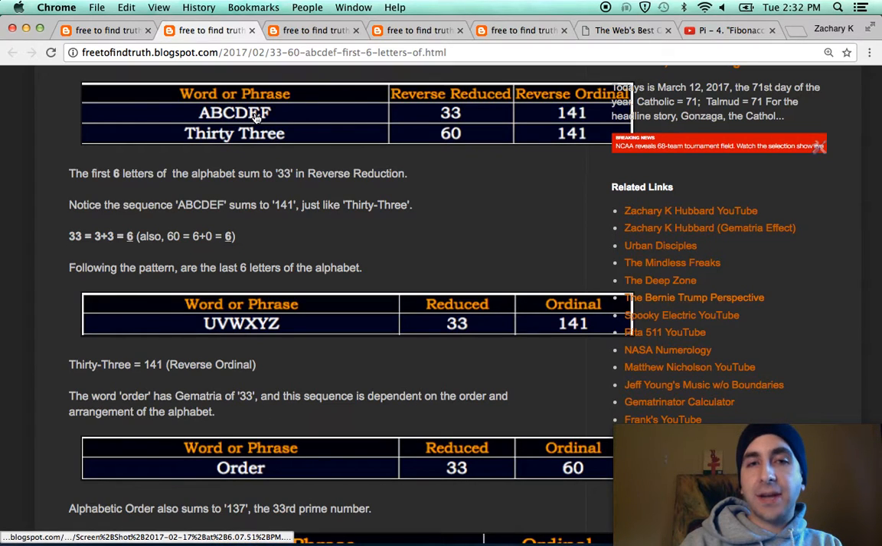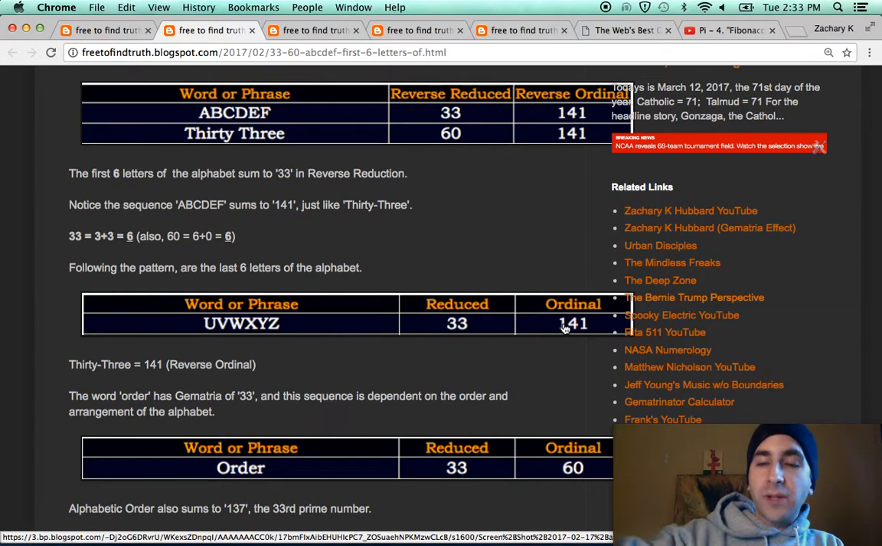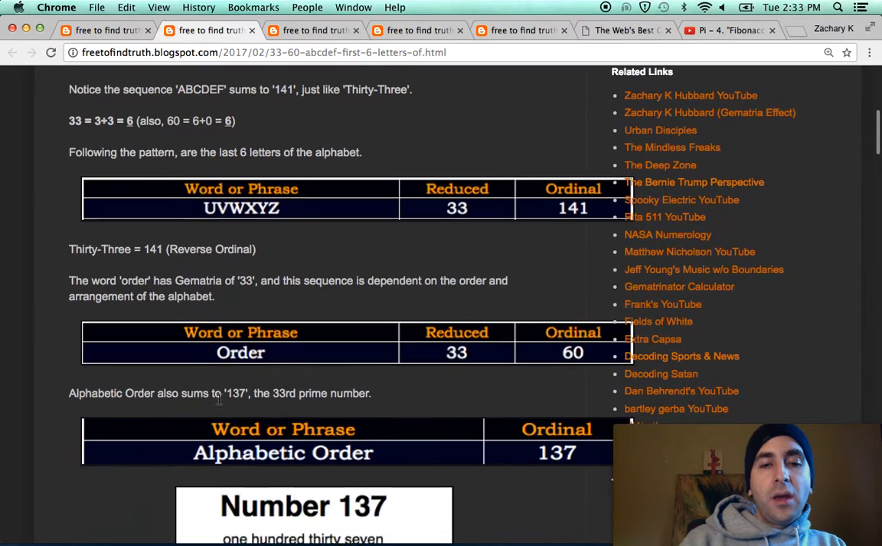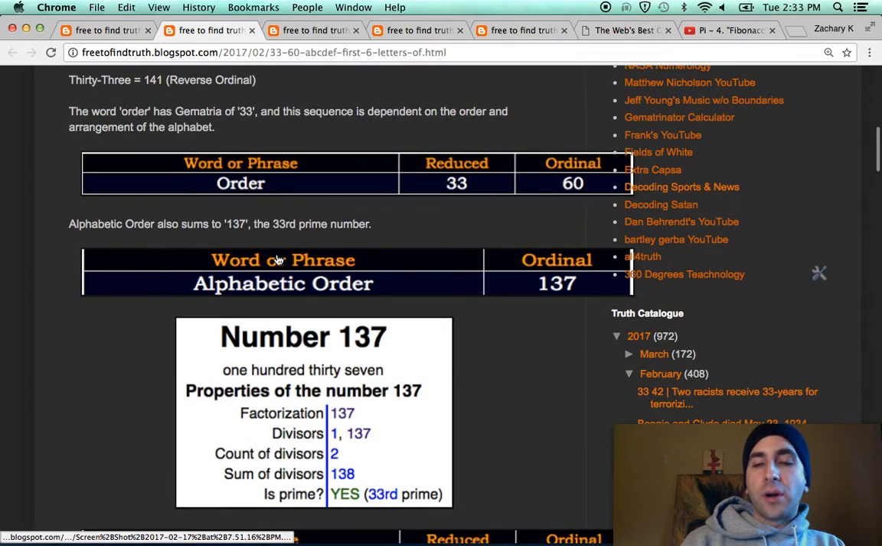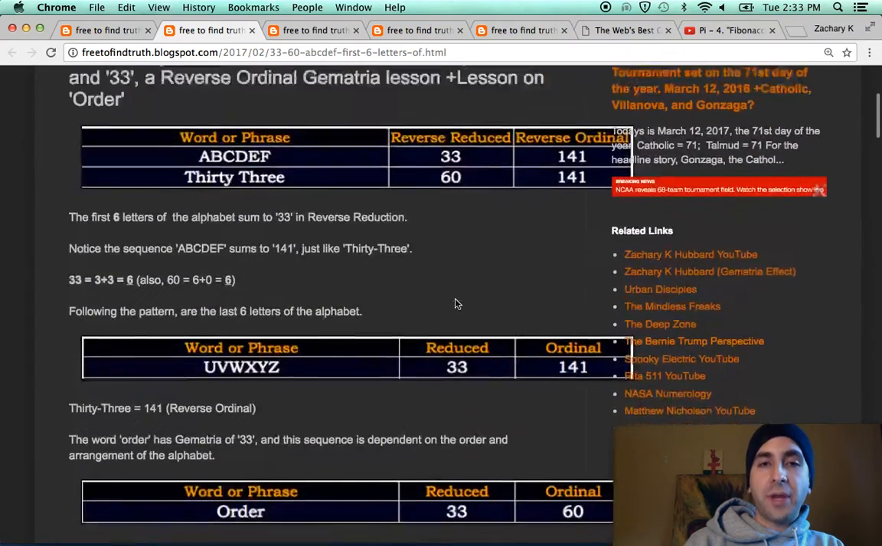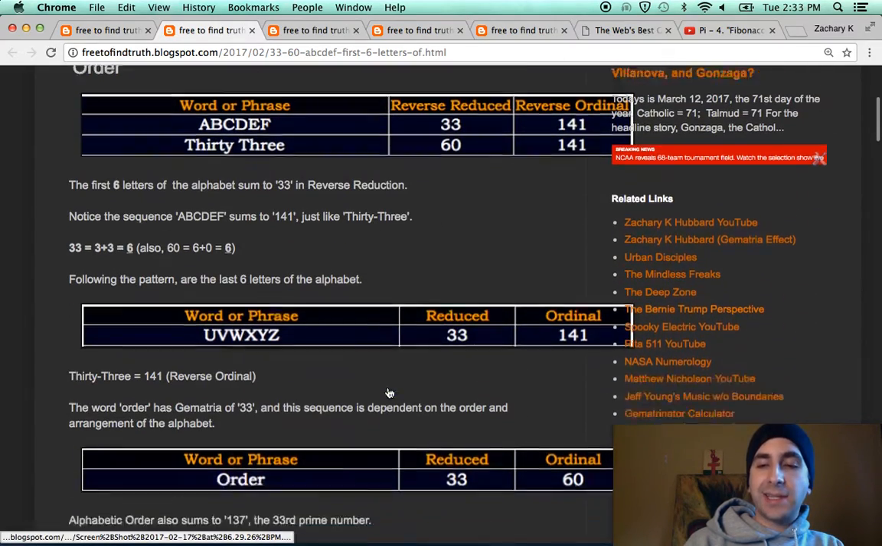The first 6 letters of the alphabet sum to 33 and 141. The last 6 letters of the alphabet also sum to 33 and 141. The alphabetic order, very well sequenced, very well mathematically thought out. What I am showing you is just the beginning. Alphabetic order in Gematria also sums to 137, which is the 33rd prime. Order 33, the first 6 letters, the last 6, 33.